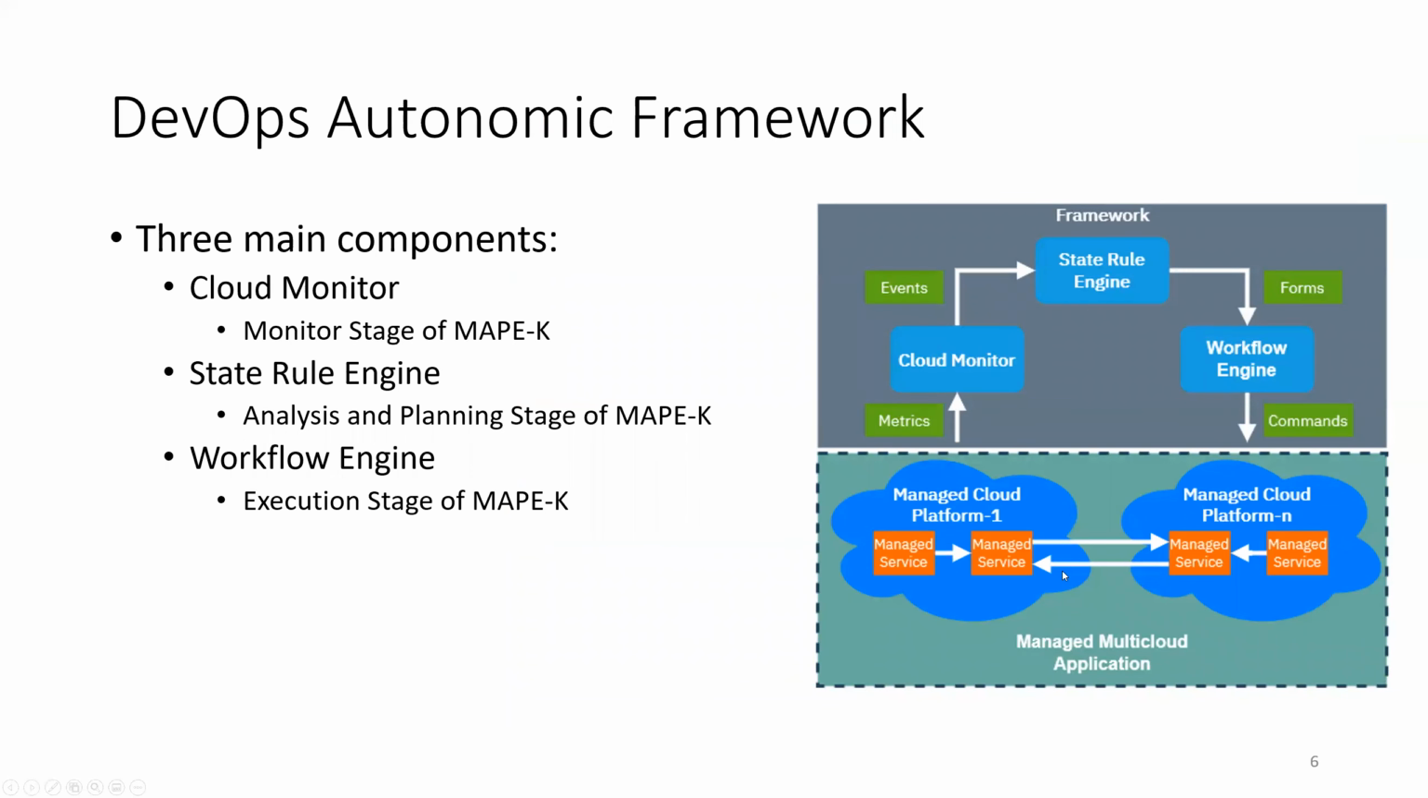So here, these are the main components of our proposed framework, which is the cloud monitor, which is responsible for the monitoring stage, the state rule engine, which is responsible for the analysis and planning stage, and the workflow engine responsible for the execution stage. So you can see the process in this diagram. We have the managed service on our multi-cloud environment. The metrics are streamed into our cloud monitor. The data is sent as an event to the state rule engine. This makes a decision, which is sent as a plan to the workflow engine, and the workflow engine makes the changes in the environment through commands. So let's go through each of these components in detail.